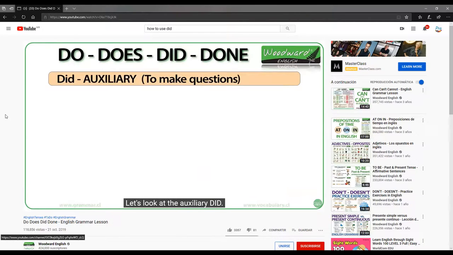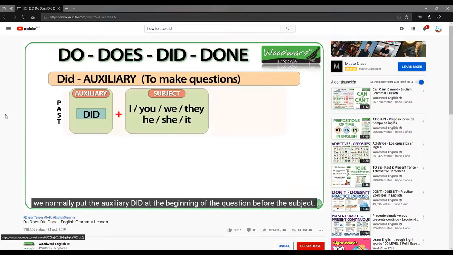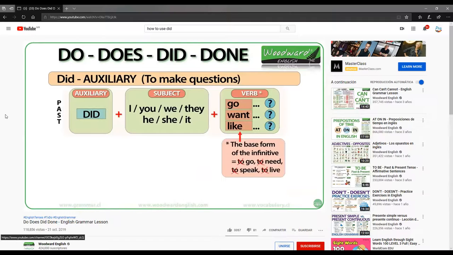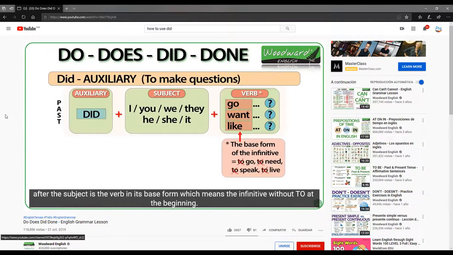Let's look at the auxiliary did. To make a question in the simple past tense in English, we normally put the auxiliary did at the beginning of the question before the subject. And just like in the present tense, after the subject is the verb in its base form, which means the infinitive without to at the beginning.